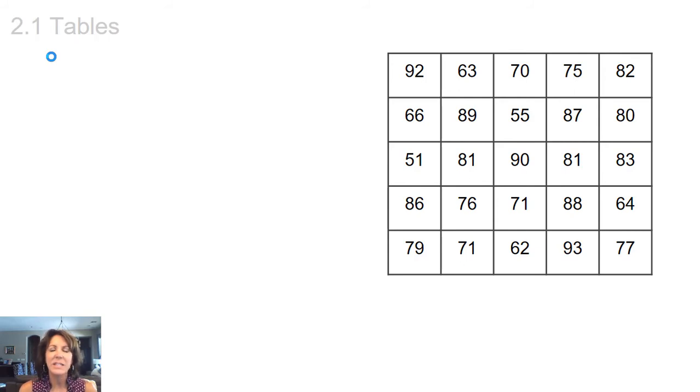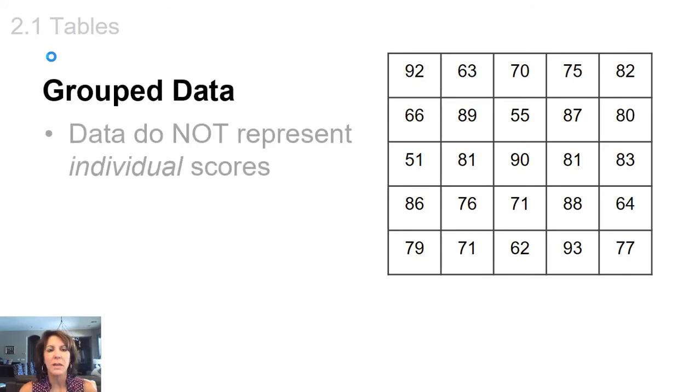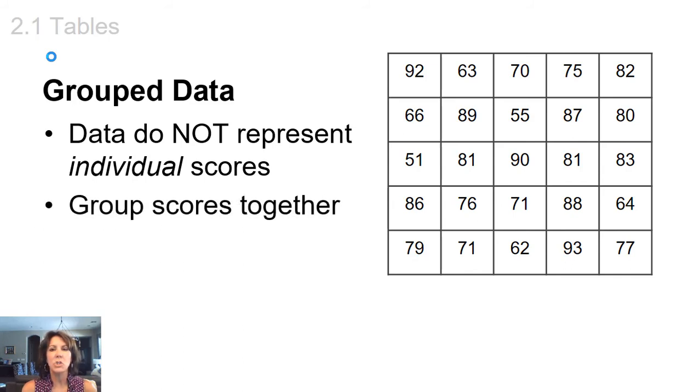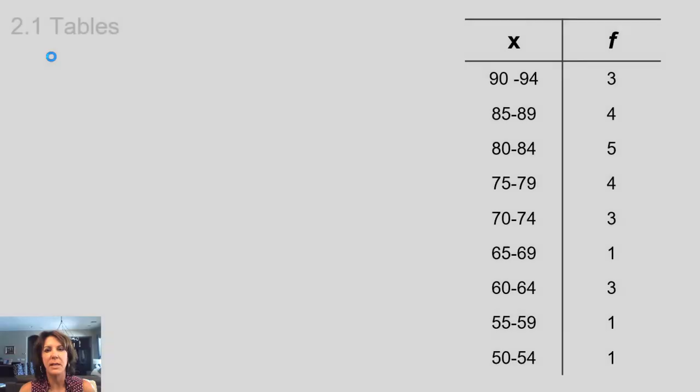So instead of representing every single possible score, we put together ranges of scores. And this is a grouped data, a grouped frequency table. So the data categories don't represent individual scores anymore. They represent ranges of scores. The scores are grouped together. And we call these ranges a class interval. So let's take a look and see what this looks like.